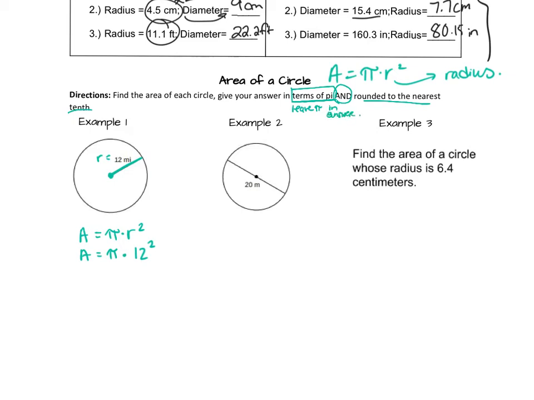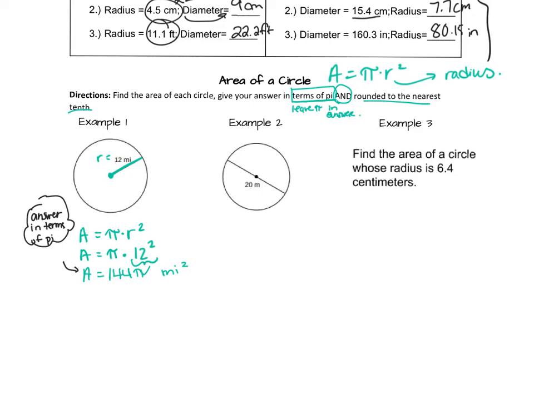So for example, the next step to example 1, area is equal to pi times 12 squared. Well, 12 squared is 144, and then we would just kind of tack on pi at the end of it. This is still area, so this is still in square units, so this would be miles squared. So that is my answer in terms of pi.